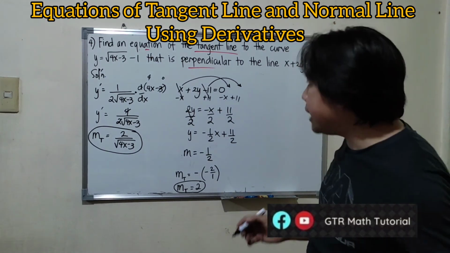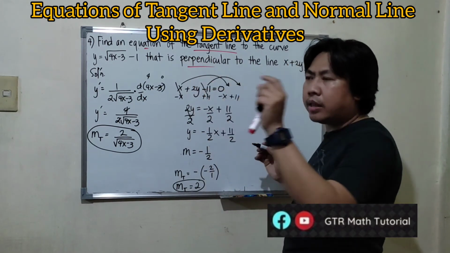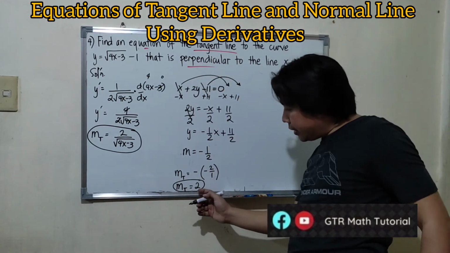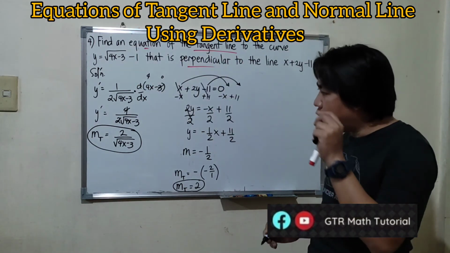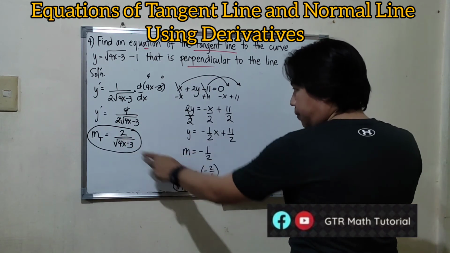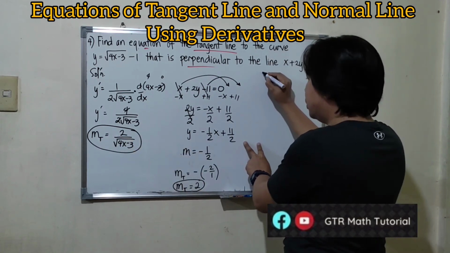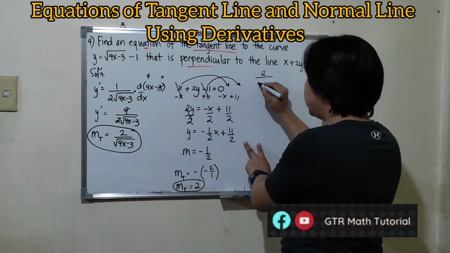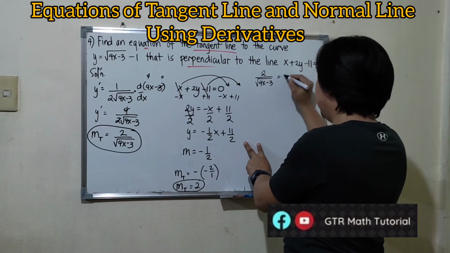Equate the two equations and solve for x, since we need to find the x sub 1, y sub 1, and we already have the slope. So to find the equation of the tangent line, we need the value of x and y. Okay, so equate the two, since they are both equal to the slope of the tangent line. So we have 2 over square root of 4x minus 3 equals 2.